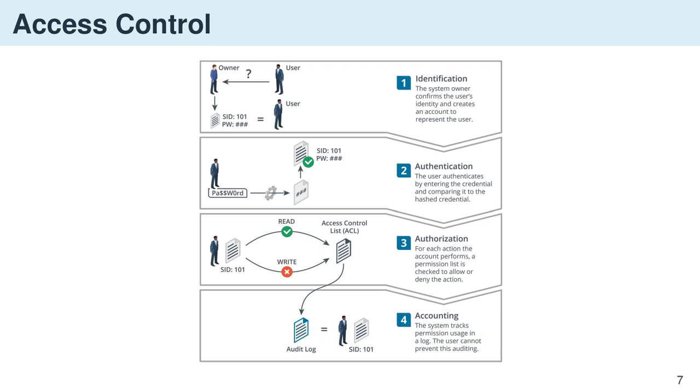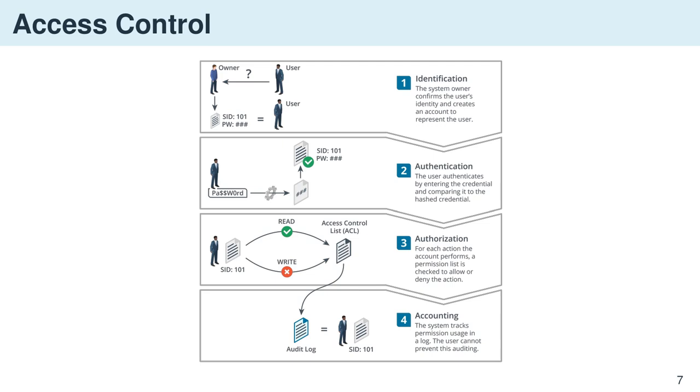Authentication. The system verifies the user's identity using credentials such as passwords, biometrics, smart cards, or authentication apps. Authorization. Once authenticated, the system determines what the user is permitted to access, such as specific files, applications, or systems. Access control models define how these permissions are applied.